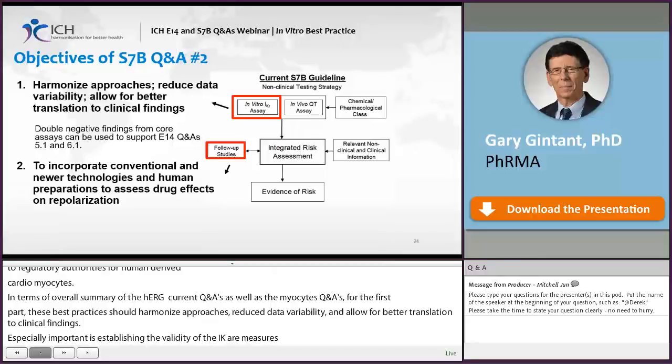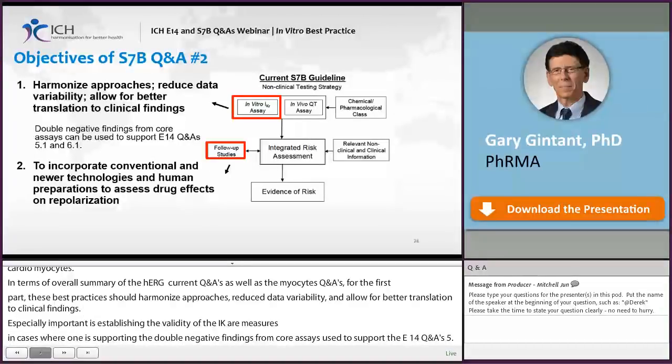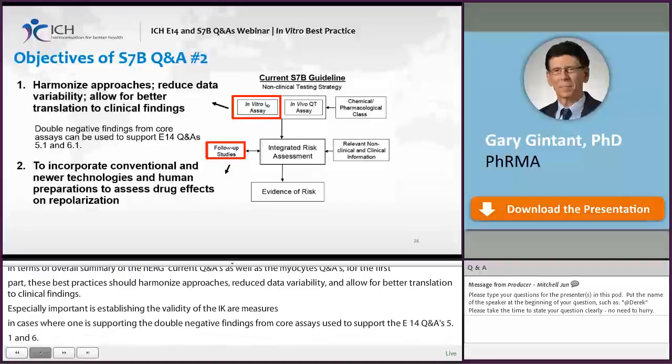Add to these advantages the follow-up studies with the myocytes to be able to incorporate conventional as well as newer technologies, as well as human preparations to assess drug effects on repolarization. These are optional to clarify positive signals from the core S7B assays within an integrated risk assessment.